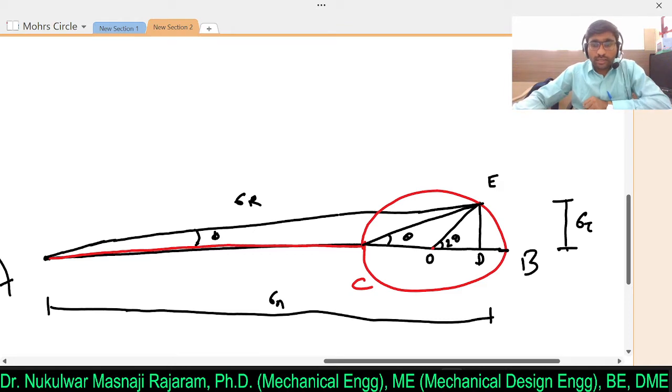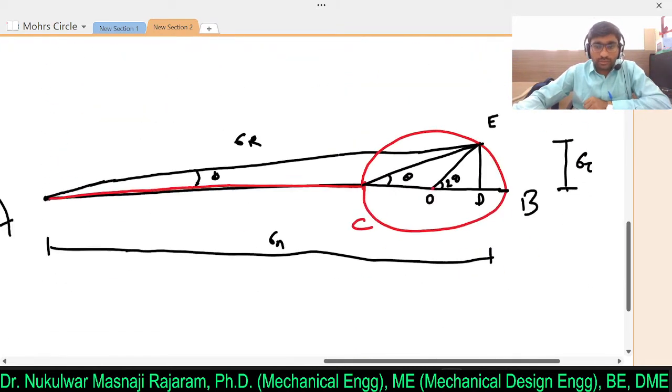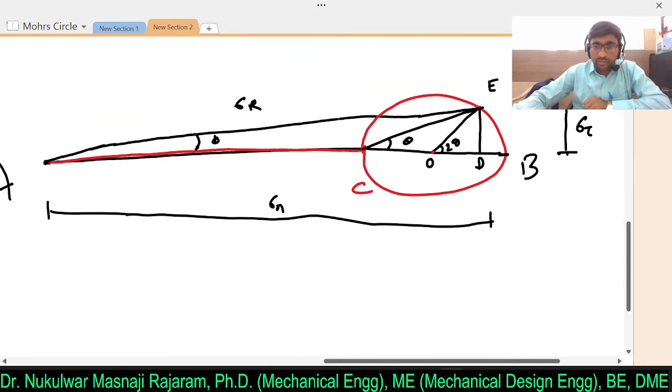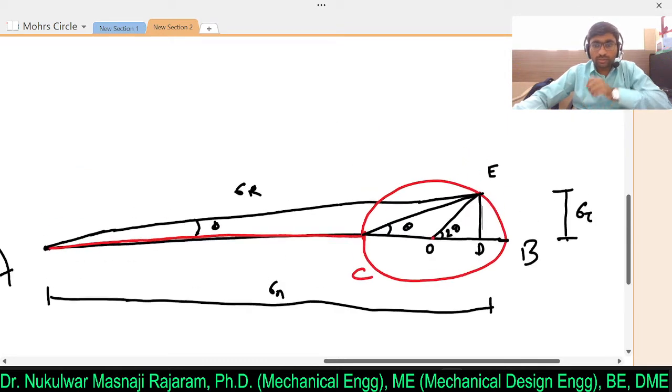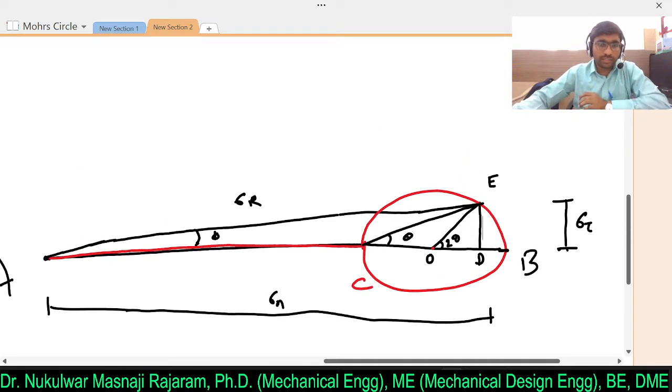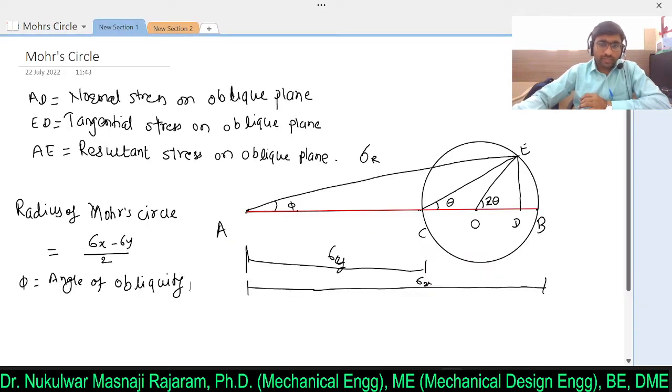Clear? Now you may ask, sir, how did you take this 2 theta? Why 2 theta, not theta, not 3 theta? So let's explain that also. Why is this AC over here? All these things I will explain. The same diagram is there; I have redrawn it over here. This is our sigma x, sigma y.